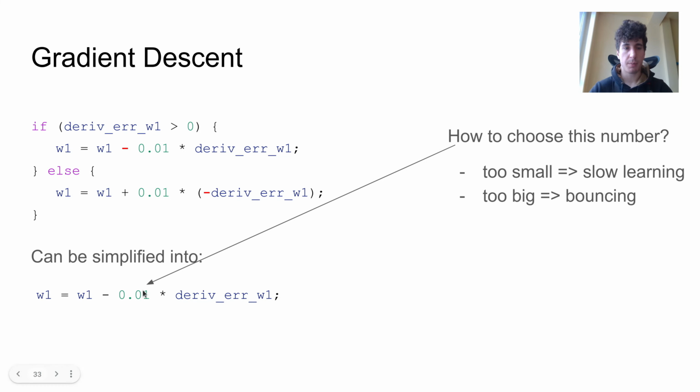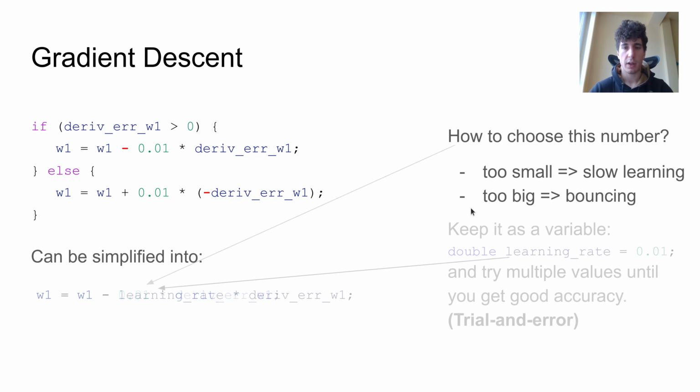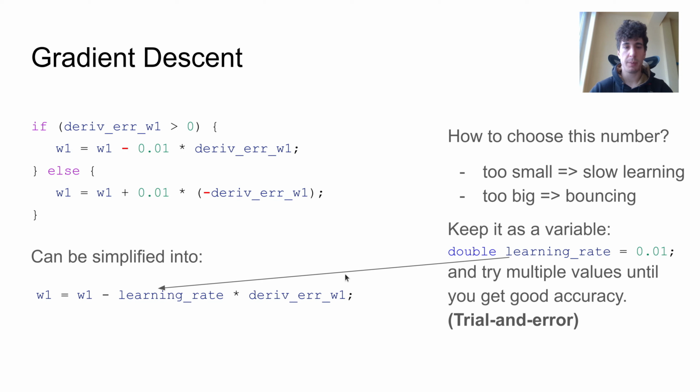Now, coming back to the issue of how we can choose this number: if it's too small, it will learn slowly. If it's too big, it will bounce. And we will keep it as a variable. Instead of putting 0.01, let's consider it the learning rate and give it a small value. And we're going to play with it, trying multiple values until we get a good accuracy. So this is like trial and error. Try a value, see how it goes. If it's not good enough, try another one.